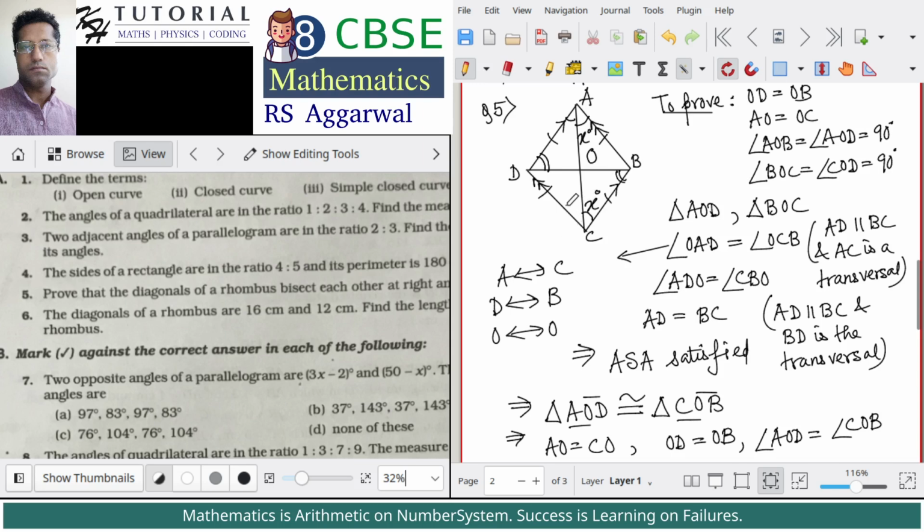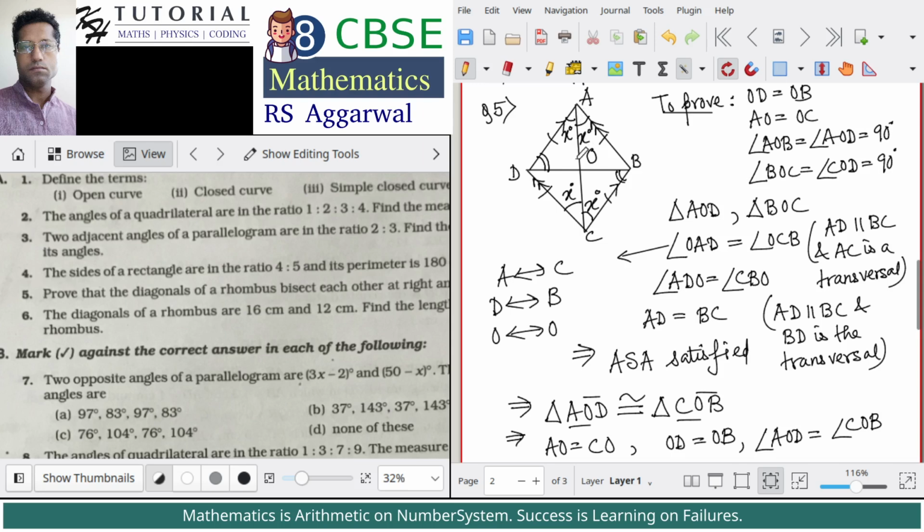Angle OAB is equal to angle OCD, as they are alternate interior angles. So this will also be x degree. Then in triangle ADC, AD is equal to DC. So this angle will also be x degree.